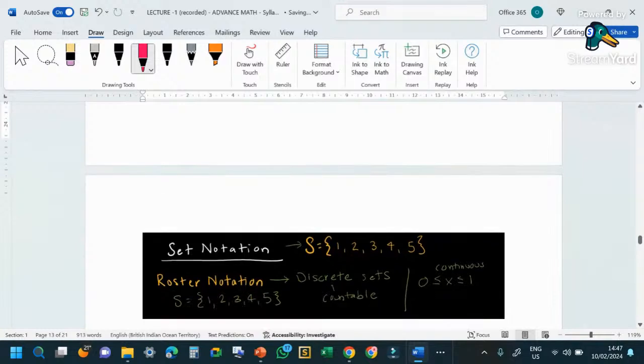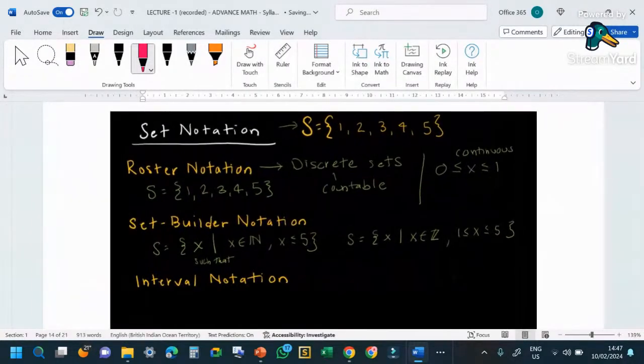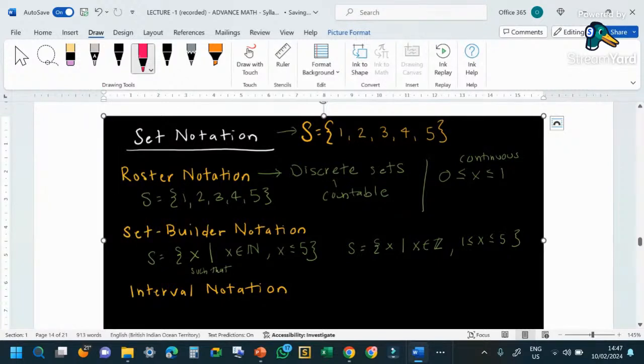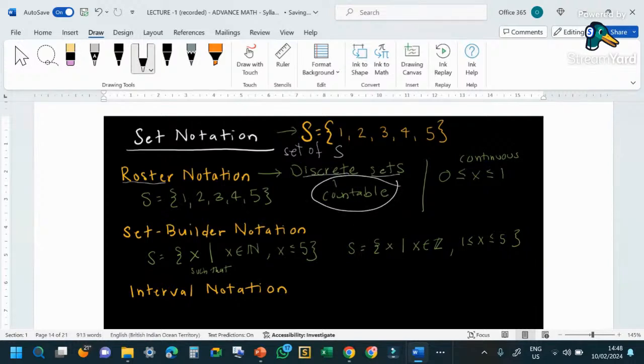Right. Now, let's do the set notations. If you read this notation here, it says set S, where the elements are 1, 2, 3, 4, 5. We have what you call a roster notation. It has inside discrete sets, or they are countable, like 1, 2, 3, 4, 5.